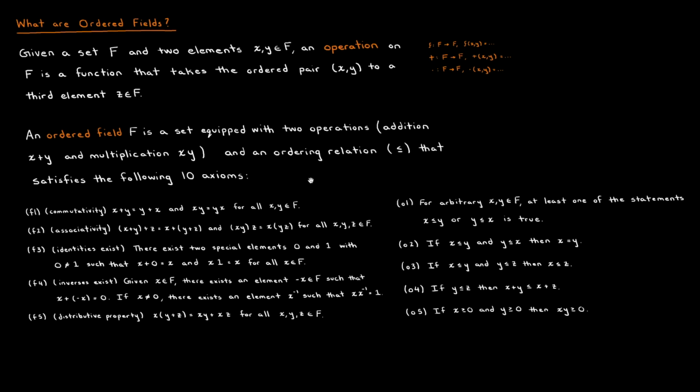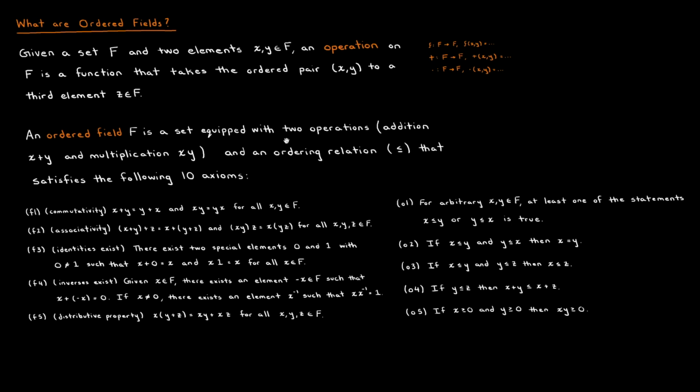Just for those that are interested, there's actually a distinction between an ordered field and a field. A field is a little bit weaker notion, in which we only need these 5 axioms to be satisfied. But if you also have these extra order properties, then it becomes an ordered field.